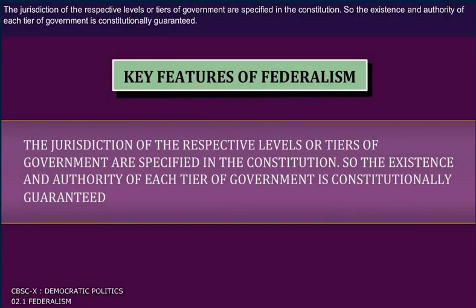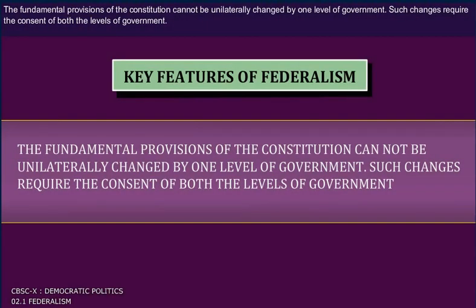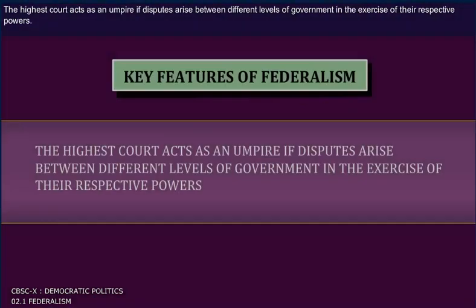The jurisdiction of the respective levels or tiers of government are specified in the Constitution. So, the existence and authority of each tier of government is constitutionally guaranteed. The fundamental provisions of the Constitution cannot be unilaterally changed by one level of government. Such changes require the consent of both the levels of government.